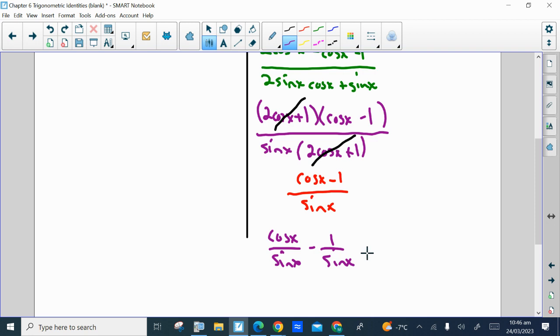And cos x over sine x is cotan x, minus 1 over sine x is cosecant x. Now we have what's on the left. Or we could have stopped right here and worked on the left side, and we would have got that same expression. It doesn't matter. As long as you get the same thing on both sides, you've proven the identity.